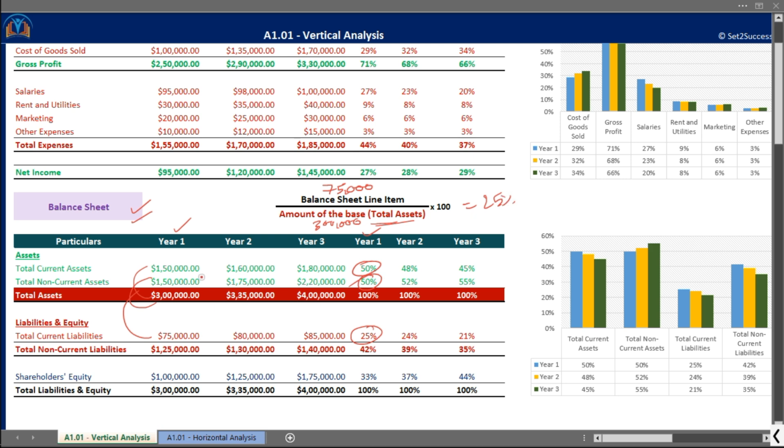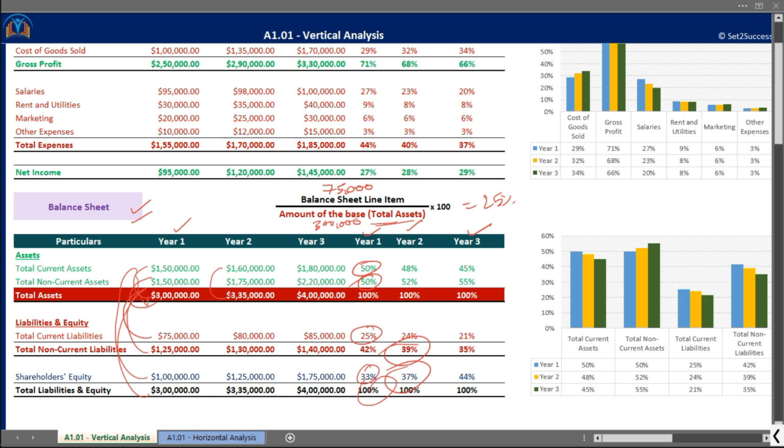By this way you can convert your balance sheet into percentages. So you can convert your total current liabilities. We have 125,000 by 300,000 multiplied by 100, you get 39%. Shareholders equity, 100,000 by 300,000 multiplied by 100, 37%. And total liabilities and equity, 300,000 by 300,000, that is 100%. No, it's 33%. So like this you can do for year 2 as well as for year 3. So let us do for year 2.